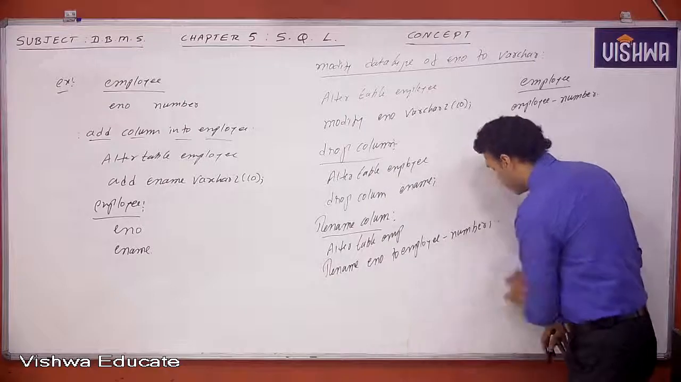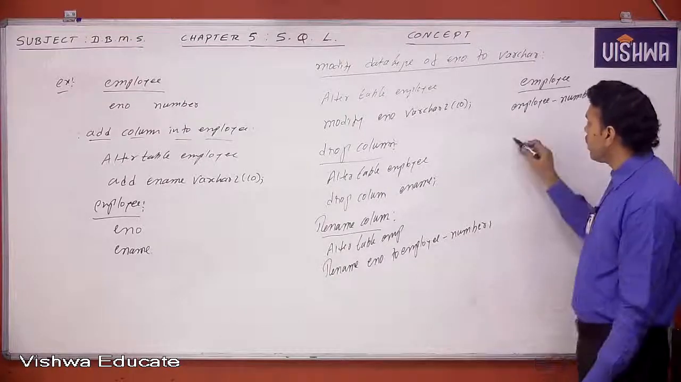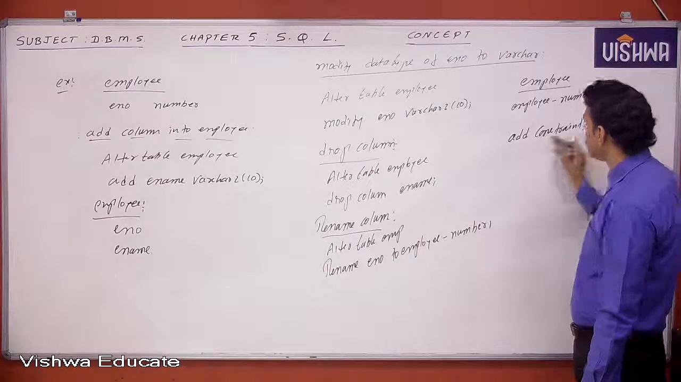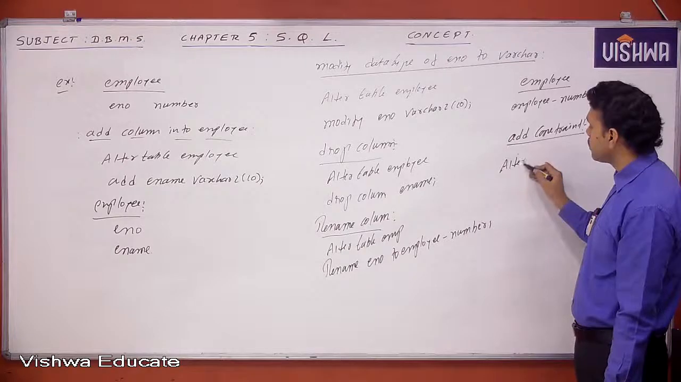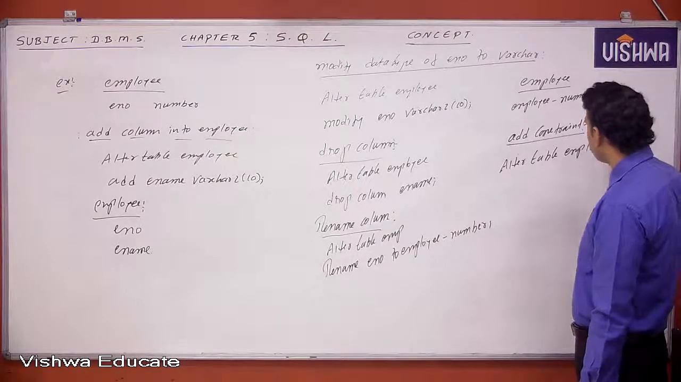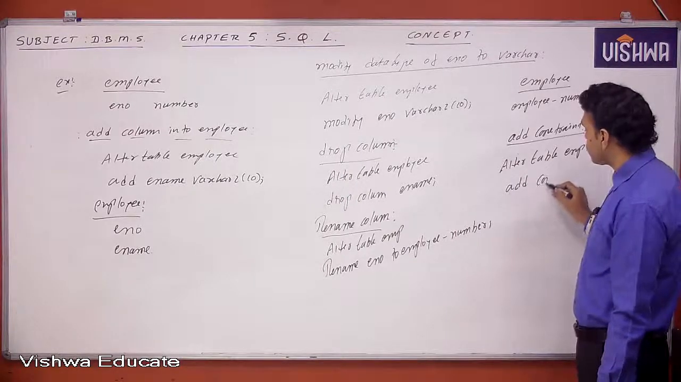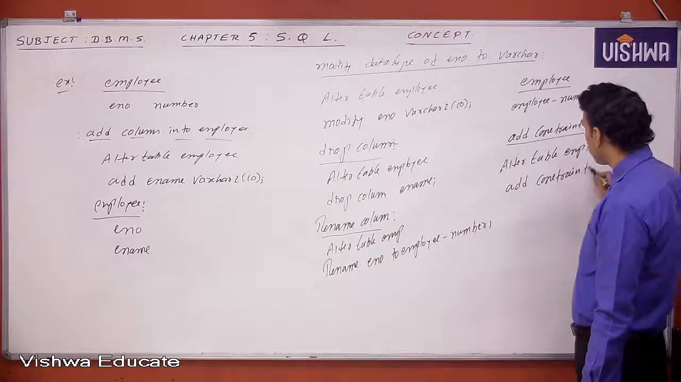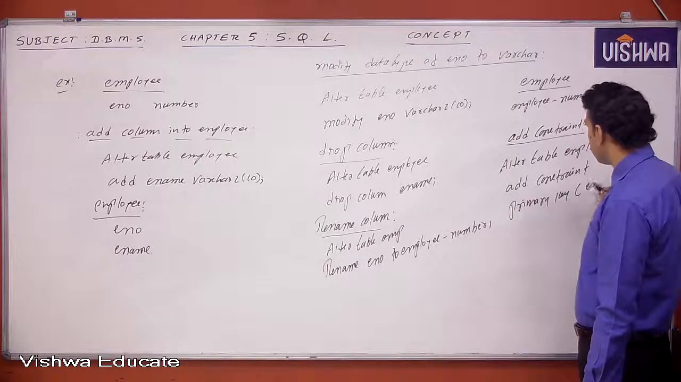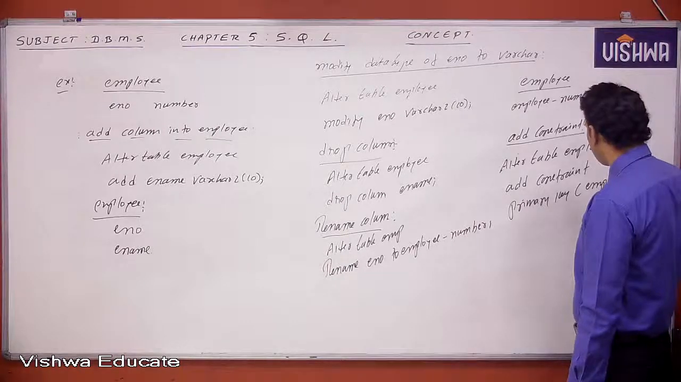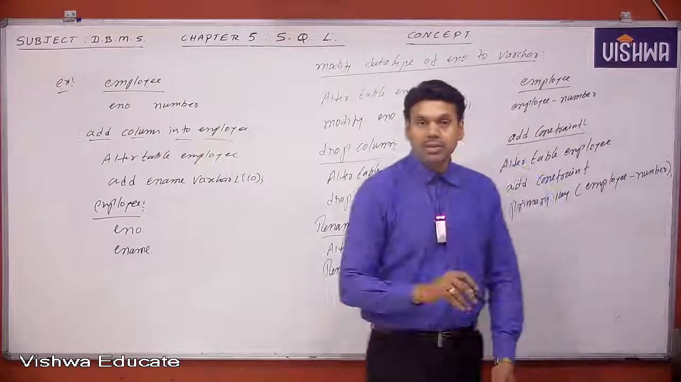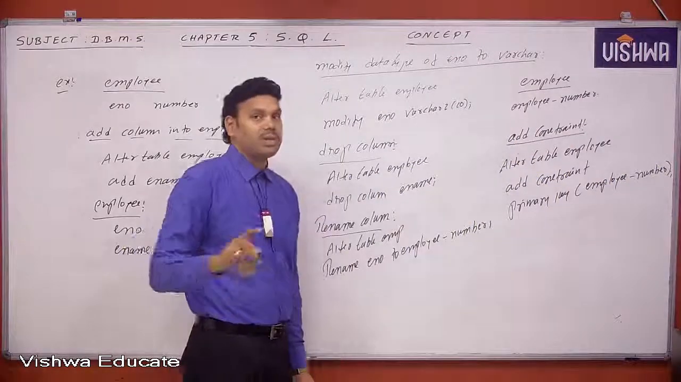And the next one is add constraint. How to add a constraint? Alter table EMP or employee add constraint primary key to employee underscore number. This is how you can attach constraints even after creation of the table.